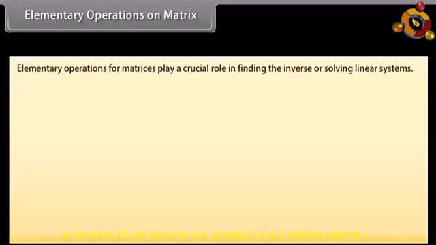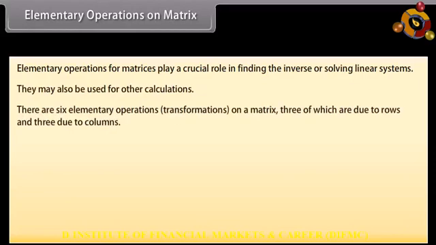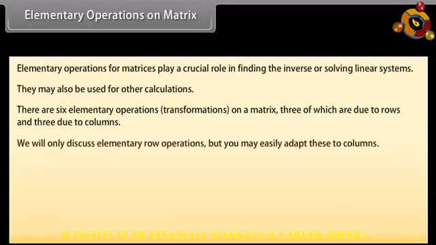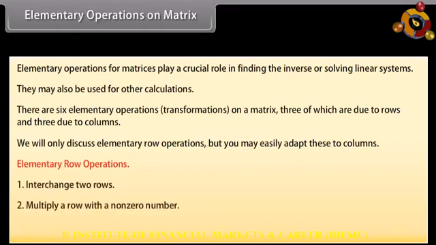Elementary operations on matrix. Elementary operations for matrices play a crucial role in finding the inverse or solving linear systems. They may also be used for other calculations. There are 6 elementary operations or transformations on a matrix, 3 of which are due to rows and 3 due to columns. We will only discuss elementary row operations, but you may easily adapt these to columns. Elementary row operations: interchange 2 rows, multiply a row with a non-zero number, add a row to another one multiplied by a number.